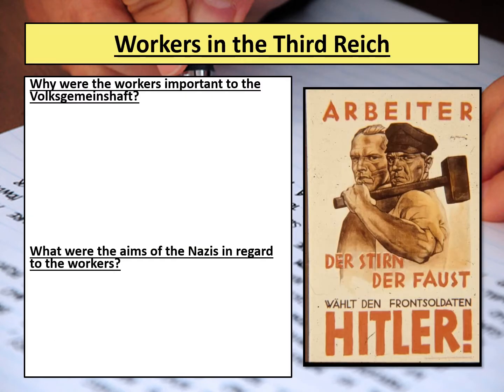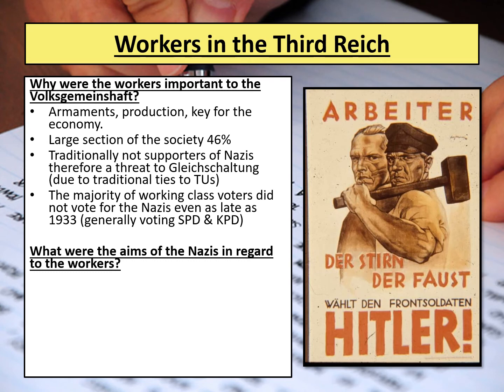So, the workers in the Third Reich. First of all, we want to think about why the workers were important to the Volksgemeinschaft. They were really crucial because they made up 46% of society and therefore were the largest group. They were also absolutely essential for the Nazis achieving their economic aims. Their increase in armaments and production needed the workers to be on board.